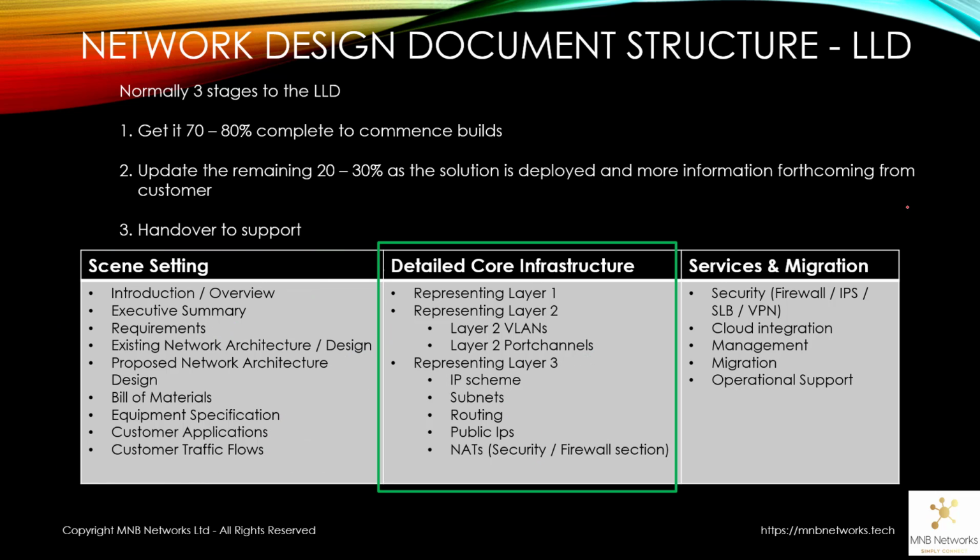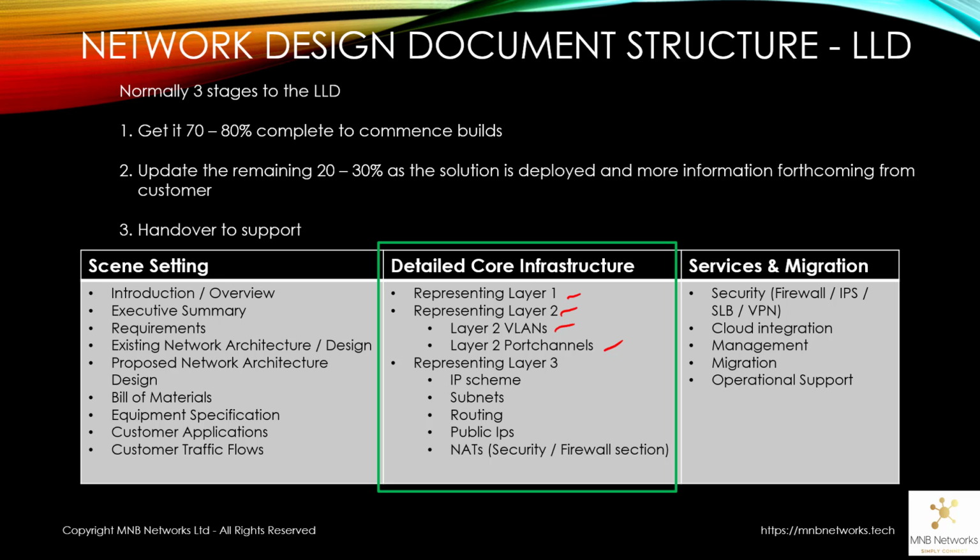So in the next part, in the middle part, the detailed core infrastructure, this is where we start talking about the specifics of the solution. So how do we represent layer 1, and layer 1 being physical connectivity? How do we represent layer 2, being VLANs and port channels, for example? Also, that might include spanning tree, if that's applicable to the design.